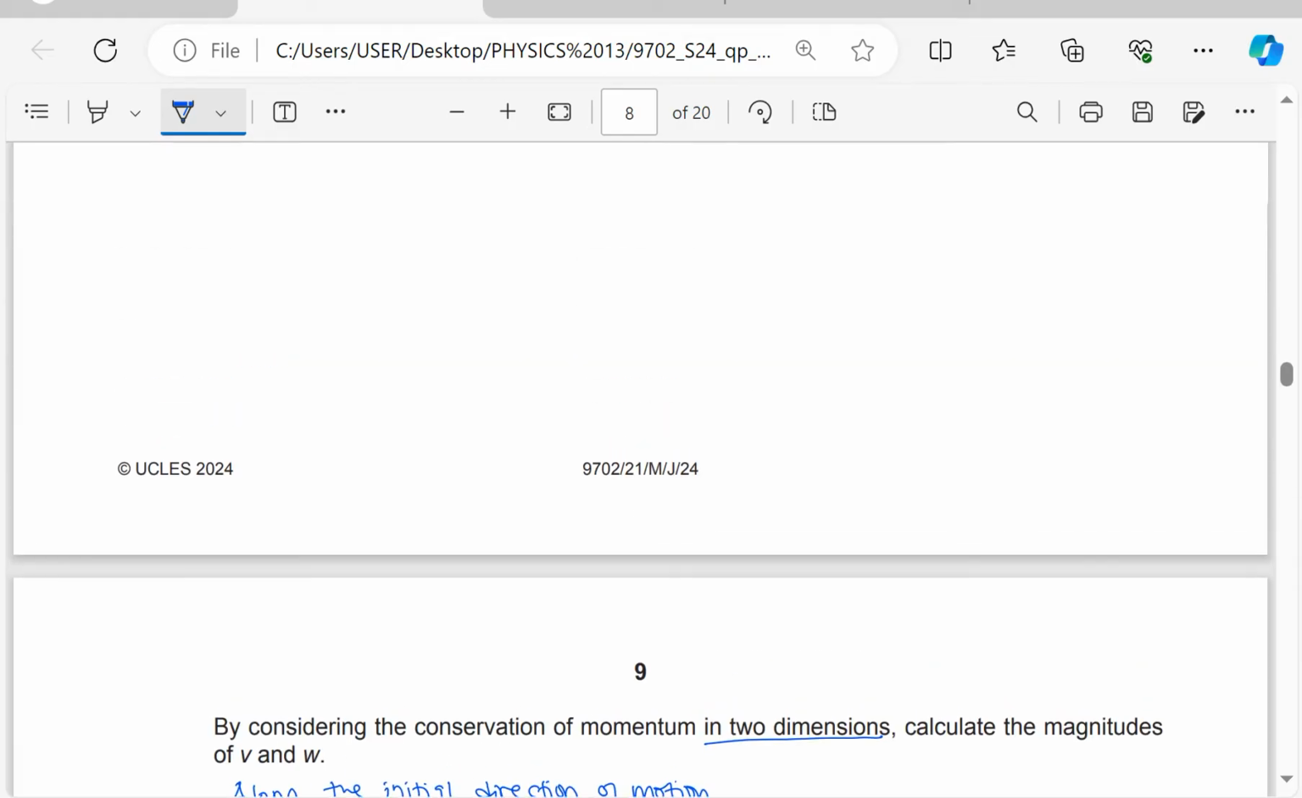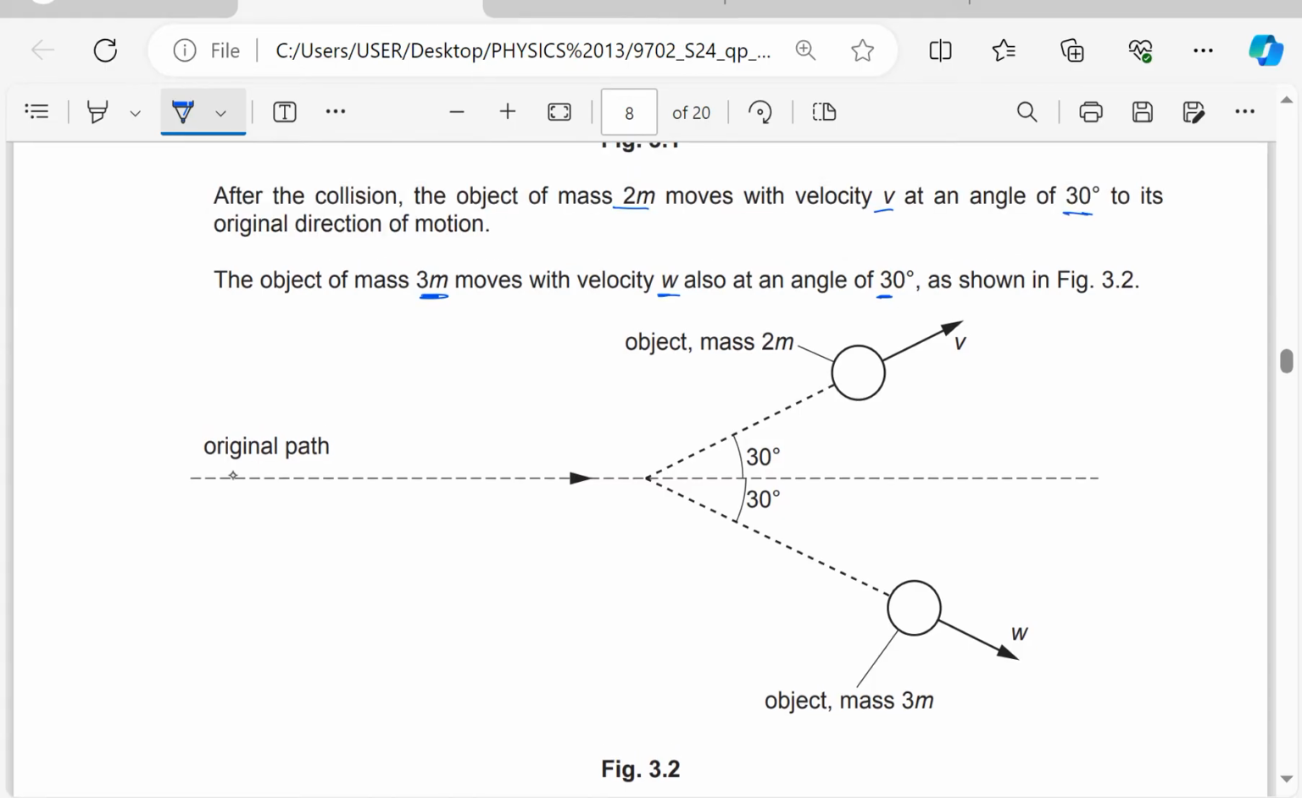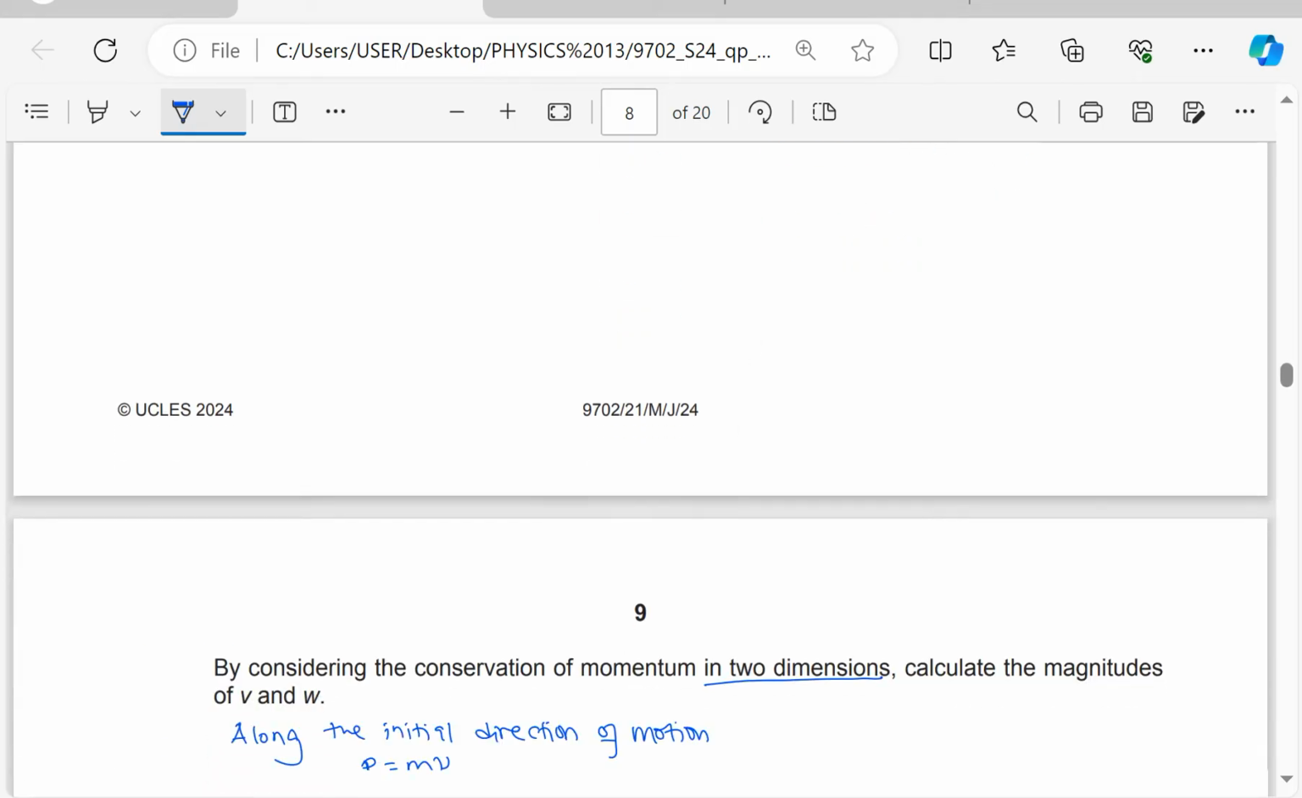Then after collision in the horizontal, I have to resolve the velocity v in this direction. So we have v cos 30. I also have to resolve w in the same direction. We also have w cos 30. They will point in the same direction. So the total momentum after collision in the horizontal will be 2m times v cos 30 plus 3m times w cos 30.